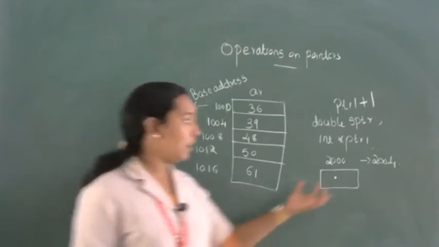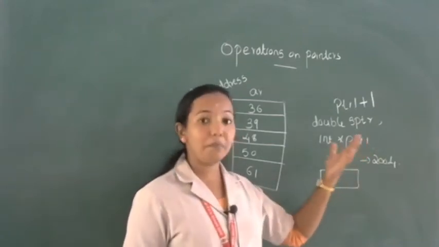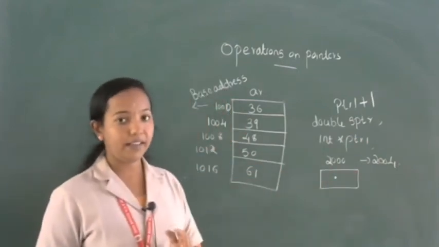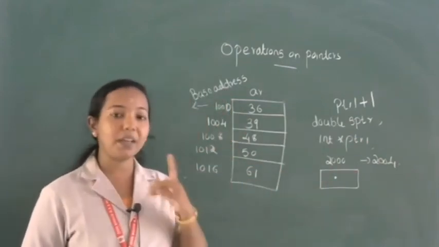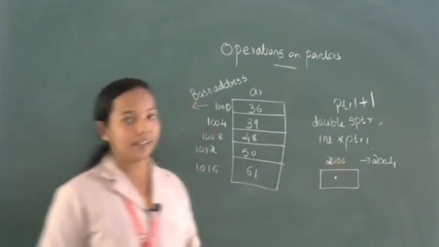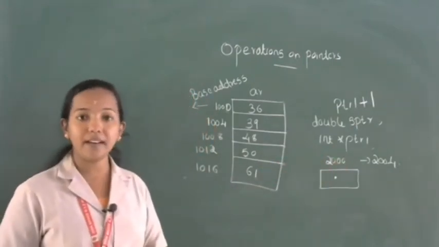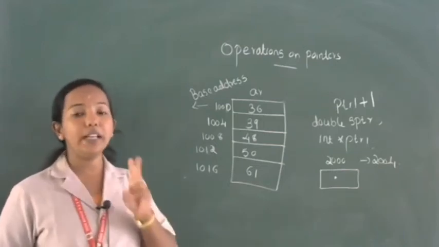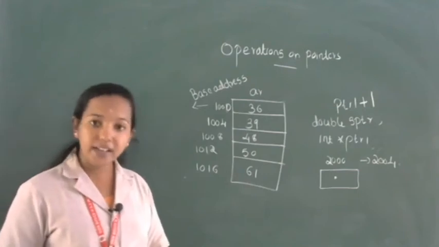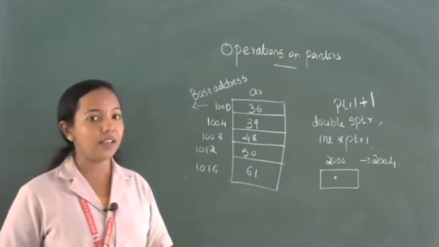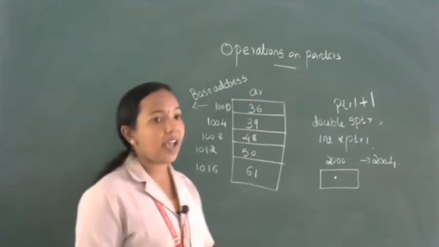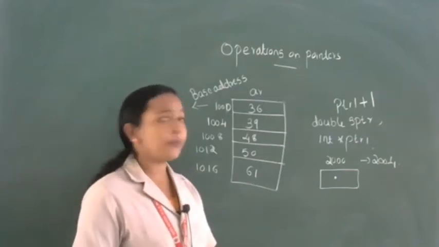Decrementing means PTR minus 1, so we are decrementing by 4. Clear? Like that, we are not incrementing by 1; we are incrementing according to the data type. That is known as pointer arithmetic. Only two operations are possible in pointer arithmetic: one is incrementation and the second is decrementation. Then next category is increment and decrement.